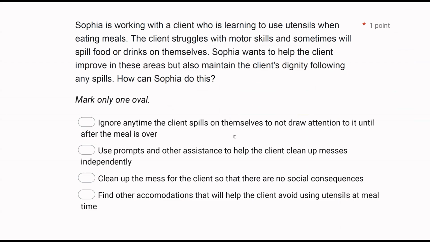Sophia is working with a client who's learning to use utensils when eating meals. The client struggles with motor skills and sometimes will spill food or drinks on themselves. Sophia wants to help the client improve in these areas, but also maintain the client's dignity following any spills. How can Sophia do this?